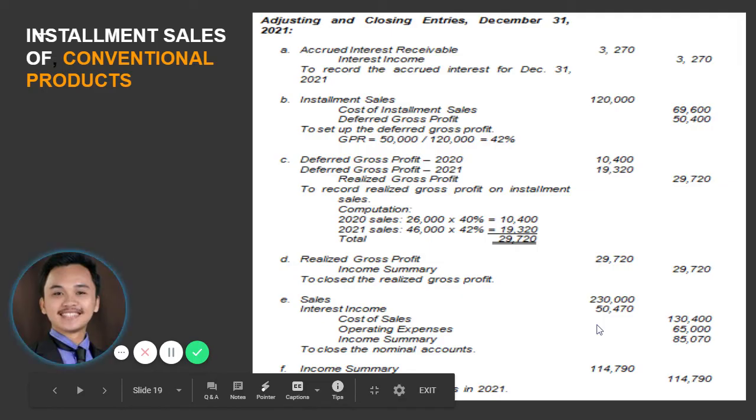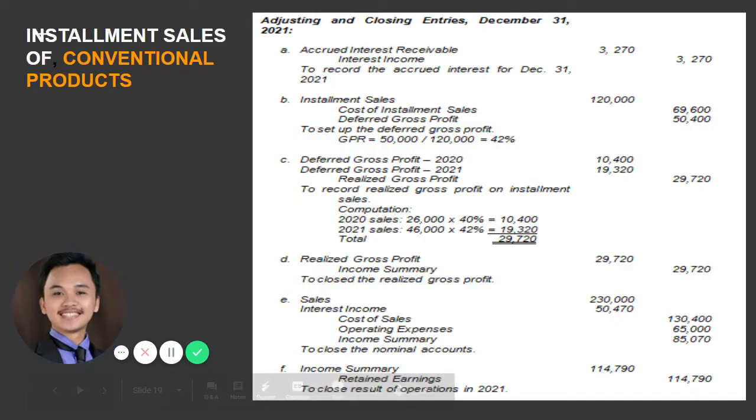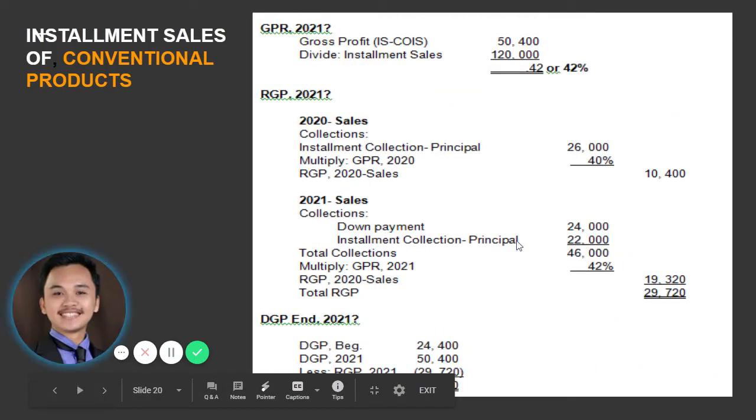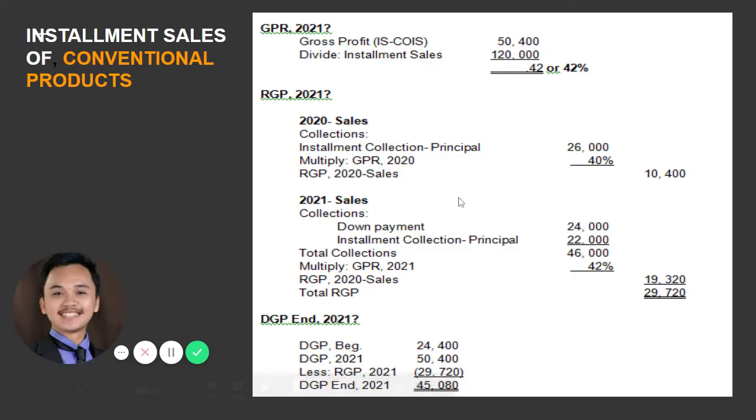And then cost of sales of 130,400. That's cost of sales na siya sa regular sales, and then operating expenses of 65,000. So therefore, we have a net income from regular transactions of 85,070. You add your realized gross profit from your installment sales, so therefore it will give you a total net income for the year 2021 by Feli Sales Corporation of 114,790.